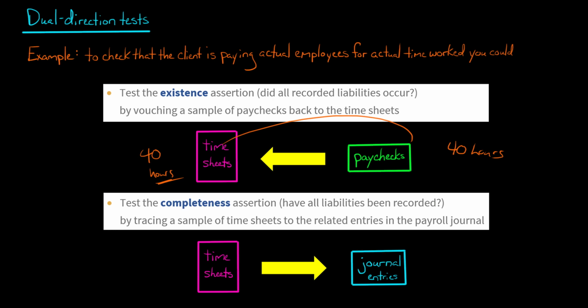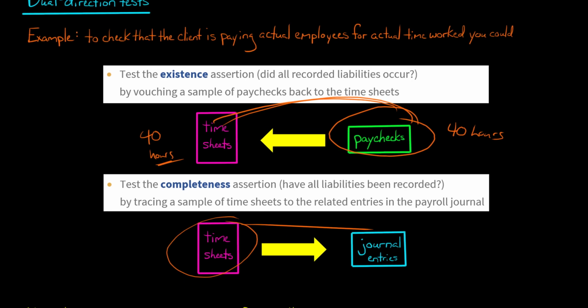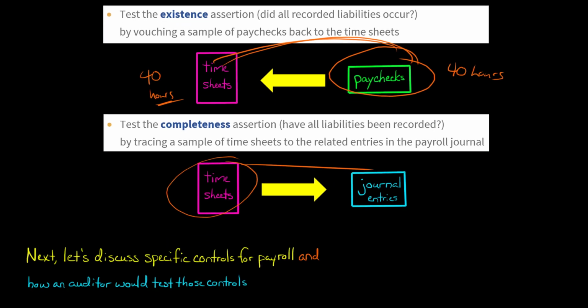Now, we could also go the other direction. We went from vouching, going back to the original supporting document. But if we're testing the completeness assertion, which is whether all the liabilities have actually been recorded, what we could do is trace a sample of timesheets. So now we're taking the timesheets and going forward and seeing whether they were recorded appropriately in the payroll journal. So we went two different directions. We vouched the paychecks back to the supporting documents, and then we took the timesheets and traced them forward all the way through to the journal entry. So that's what we're talking about with dual direction tests.